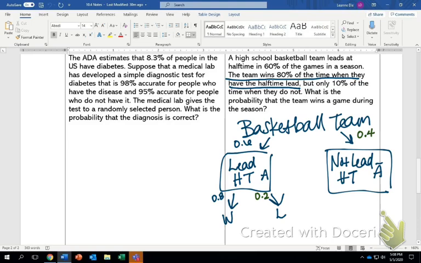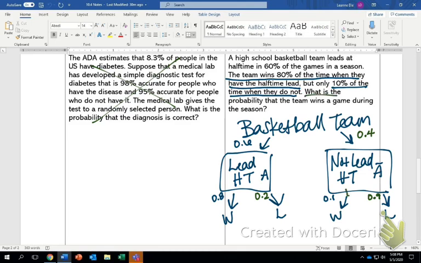0.2. And then even if they were behind and they were not leading, they still have two options. They're either going to win or they're going to lose. And they say only 10% of the time do they win if they are not leading. So this is going to be 0.1, and that means the complement of that is 0.9. Okay, so I've created my tree, and now I can go ahead and get started.